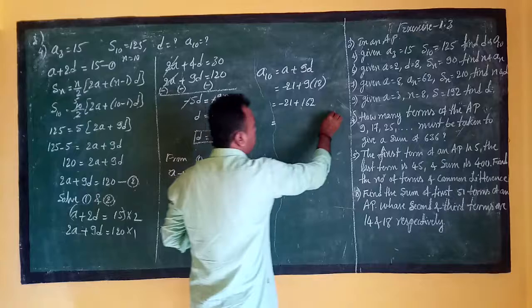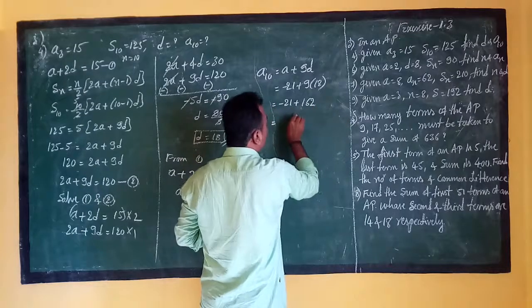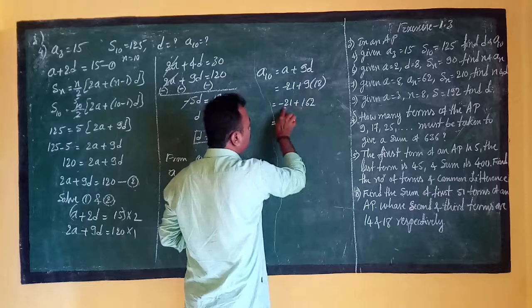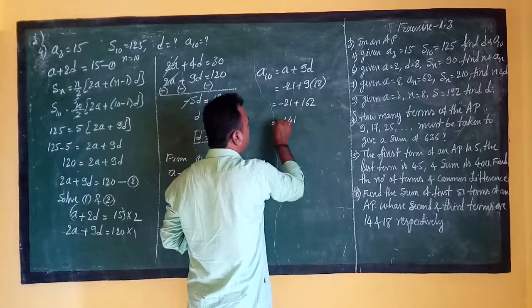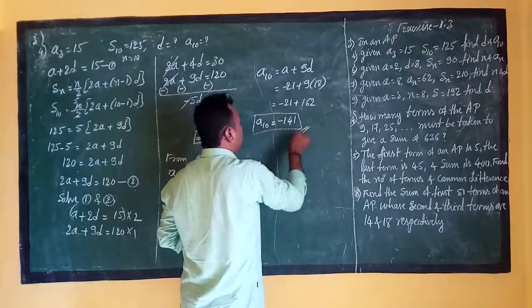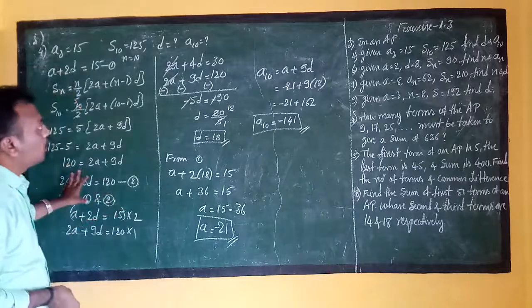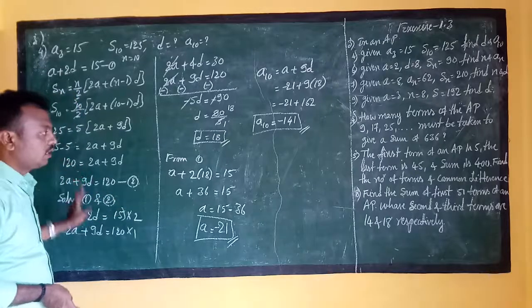Now we have to subtract it. 162 minus 21. So 2 minus 1, 1. 6 minus 2, 4. 141 minus 141. So like this we have to calculate. Do you understand, students? Yes.